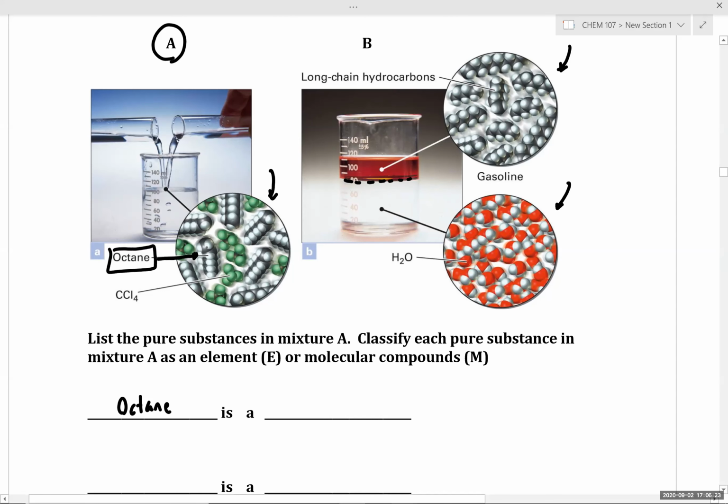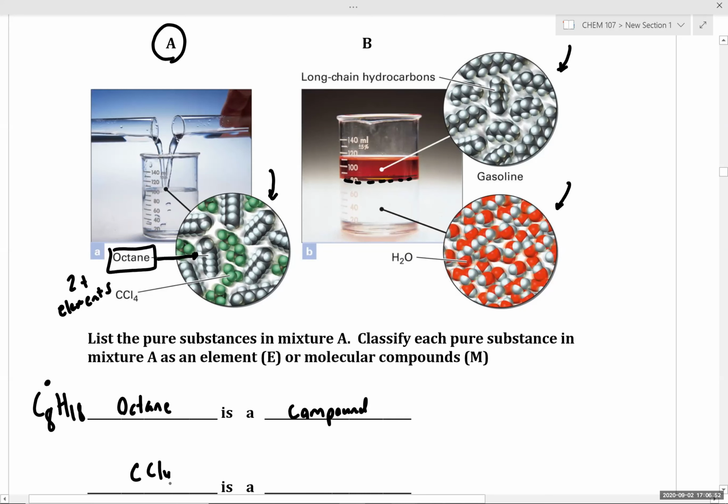So looking at octane, we definitely see two or more elements. That's why we see two or more different colors in its structure. So then octane would clearly be a compound. Octane's formula would be C8H18. And as we can clearly tell, we can see two or more different elements. So this would be a compound.